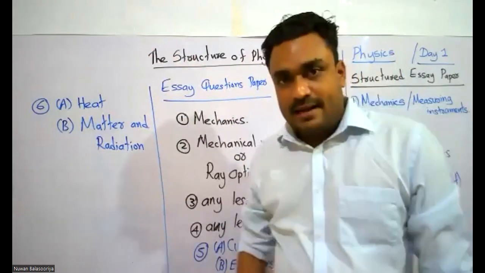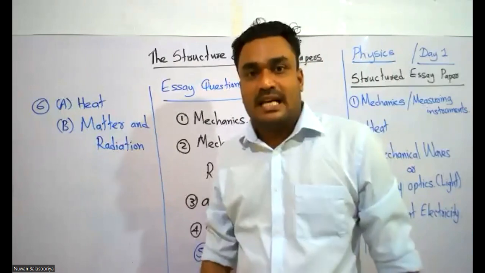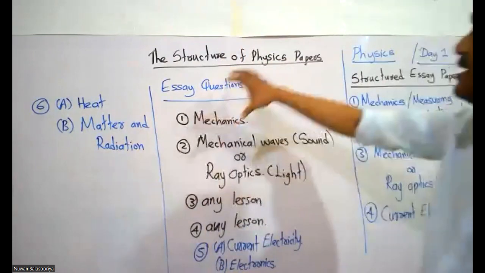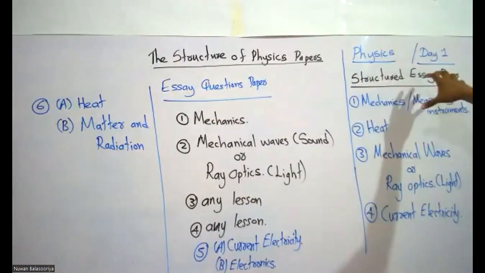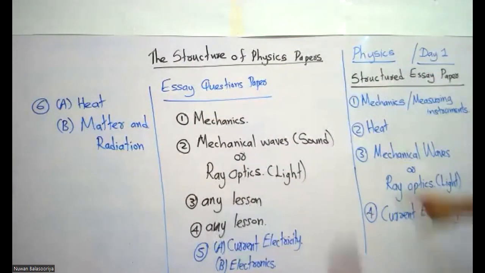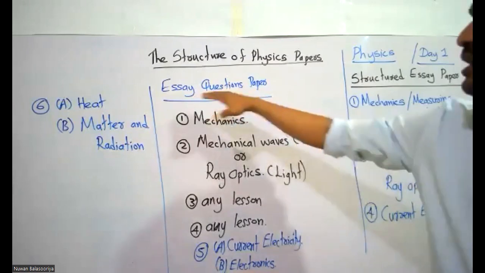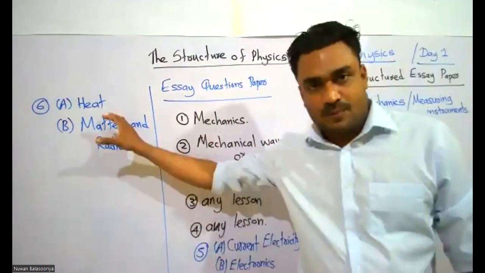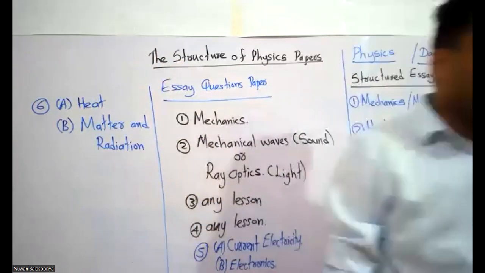Write them all, and once you have written, send a message to Zoom chat saying done. Then I'll go to the further explanations. We are trying to understand the structure of physics papers. There are 3 papers: structured essay paper, essay questions paper, and MCQ paper. Now we have explained about the essay questions paper. Write them all.